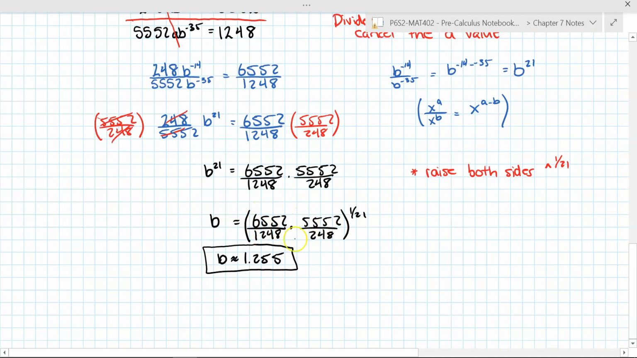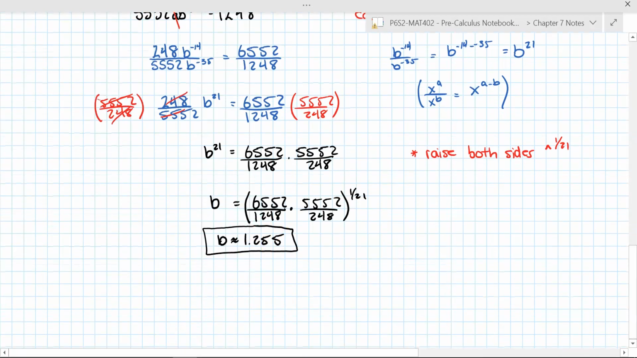and so I want to avoid plugging in these things as early as I can, because if this is rounded to some number, when I raise it to the 1/21st power, that might mess this up a little bit. So I just want to keep exact values until I get to this point for the best possible answer. So there's my B value, about 1.255. I've got it. Now I just need to take that to any one of the equations above that still has an A and solve for A.